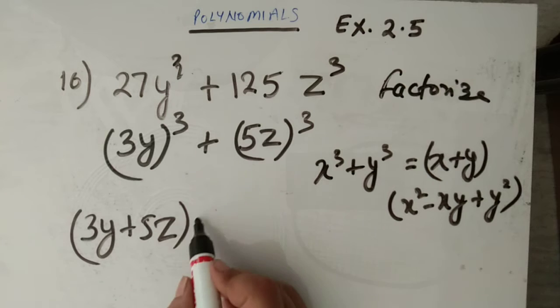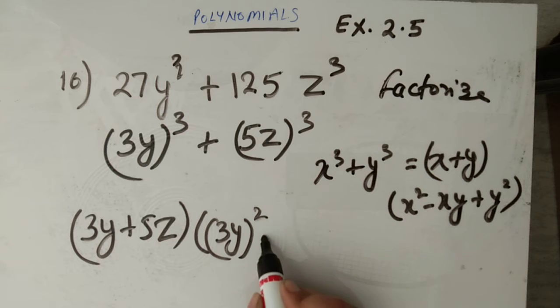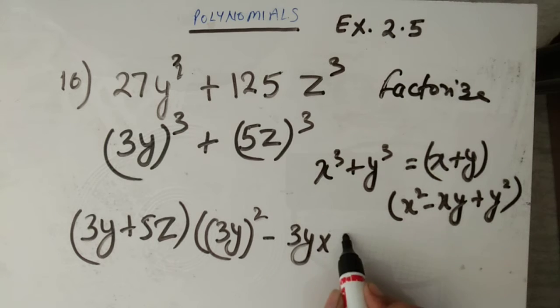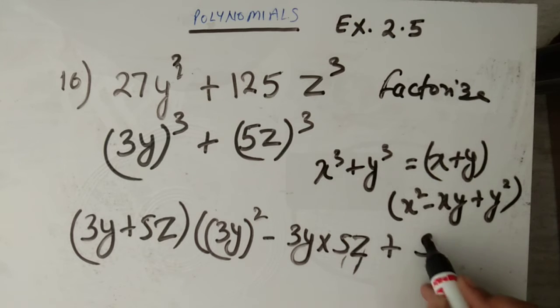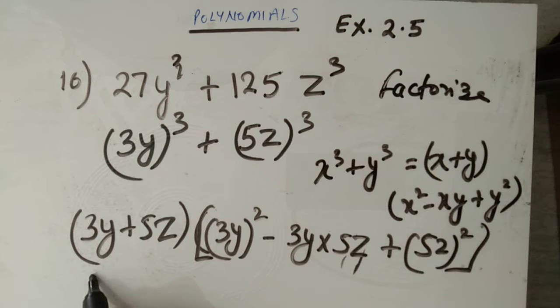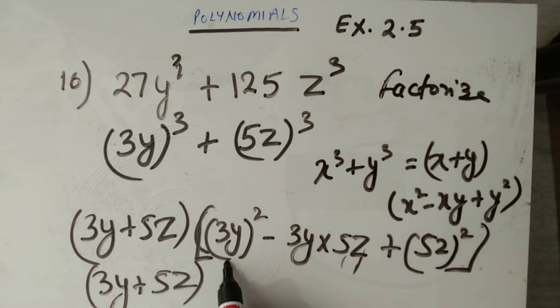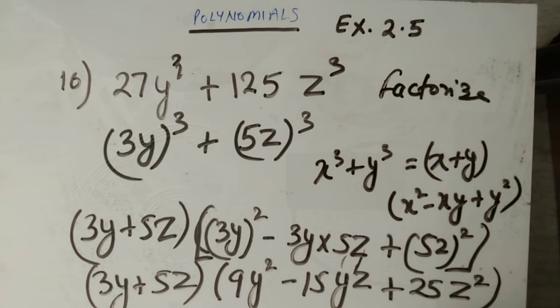This one is the first factor and another factor is 3y whole square minus 3y into 5z plus 5z whole square. Now when we solve it, it is 3y plus 5z, and the other factor will be 9y square minus 15yz plus 25z square. So this is our factorization.